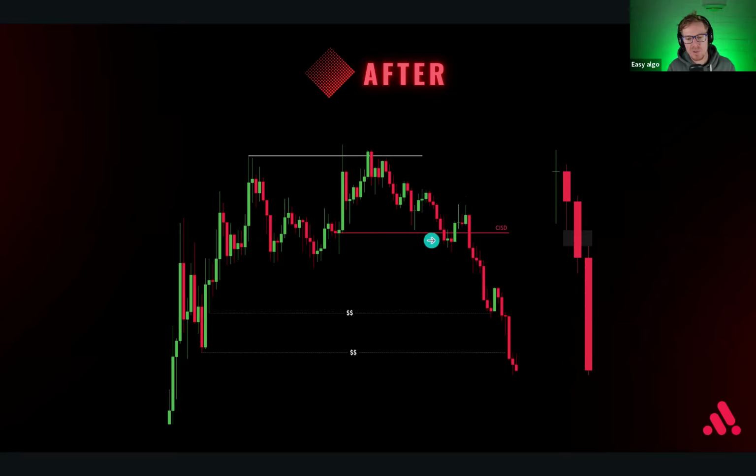But what we want to do is we always want to wait for the CISD. This line is what's going to keep you safe. It's going to teach you to become a disciplined trader. So you only wait for the break of the CISD line before you enter.